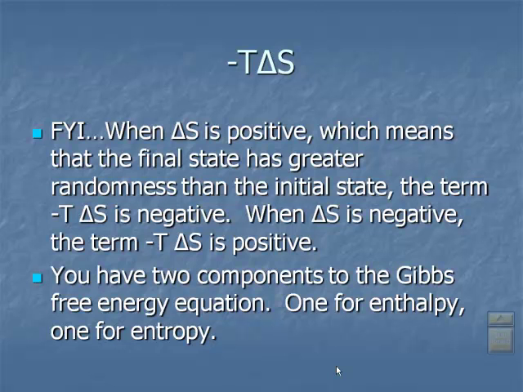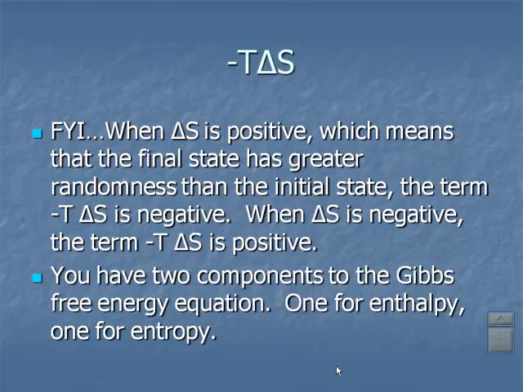You have two main components to your Gibbs free energy equation, one for enthalpy and one for entropy. So you've got the delta H, which is obviously enthalpy. And then you've got negative T delta S, which is your entropy part. So what does this have to do with anything? Well, remember that the sign of delta G will tell you whether the process is spontaneous, right? So basically, it will depend on both of these signs and the magnitudes.